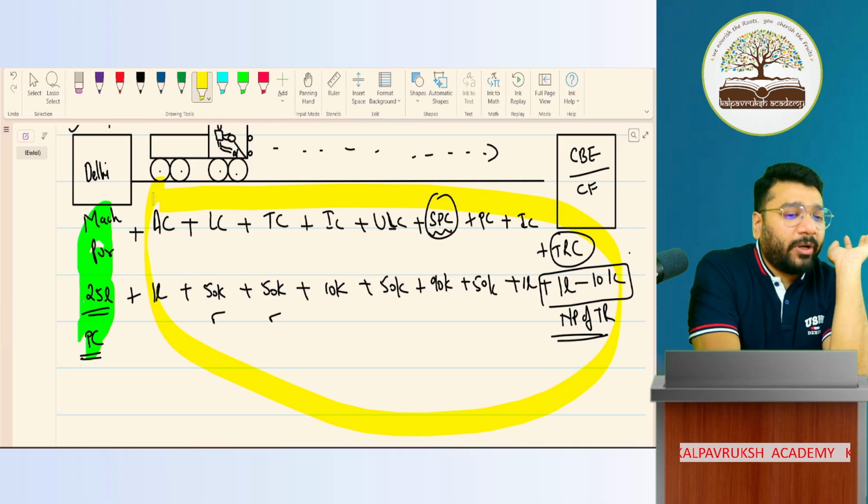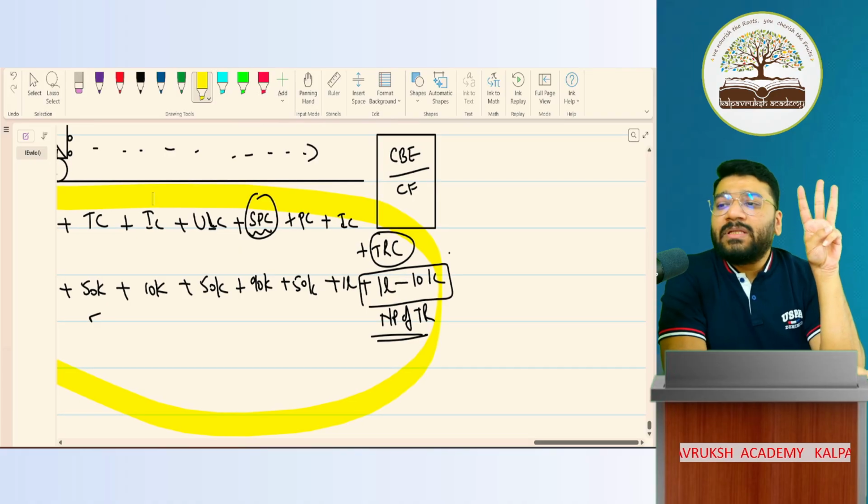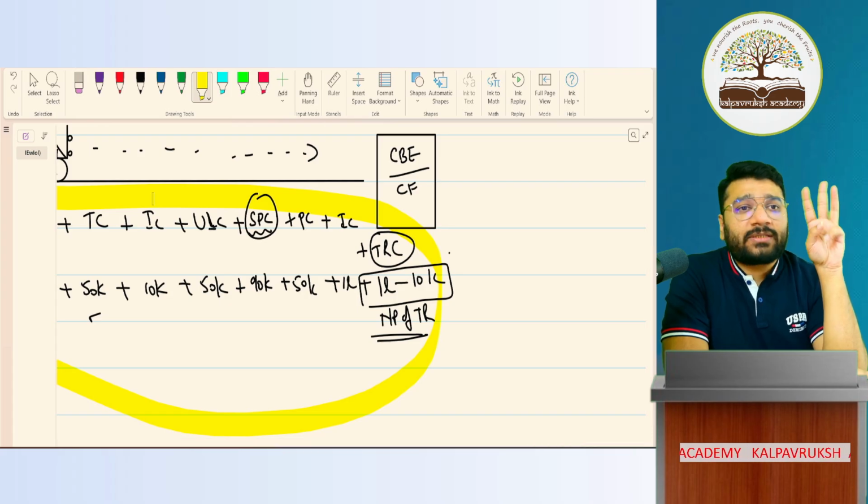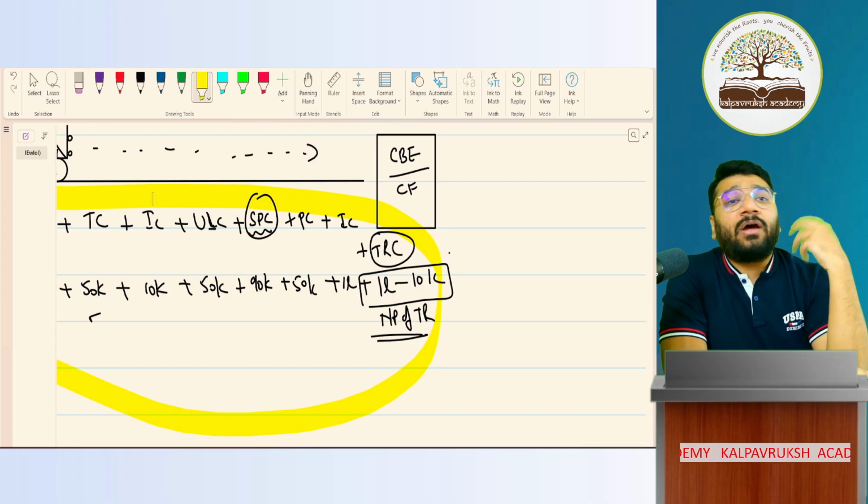Okay, let me tell you one more point. There are 3 elements of cost. One is what? Purchase cost. Second is directly attributable cost. Third is restoration cost or dismantling cost.